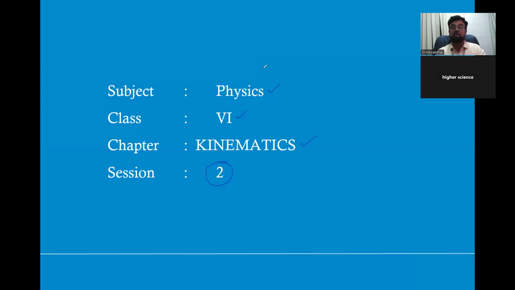Or simply we can say terminology. Terminology related to a body in motion. When a body is in motion, some terms will come across. Those terms we'll discuss today, a few of them, right?